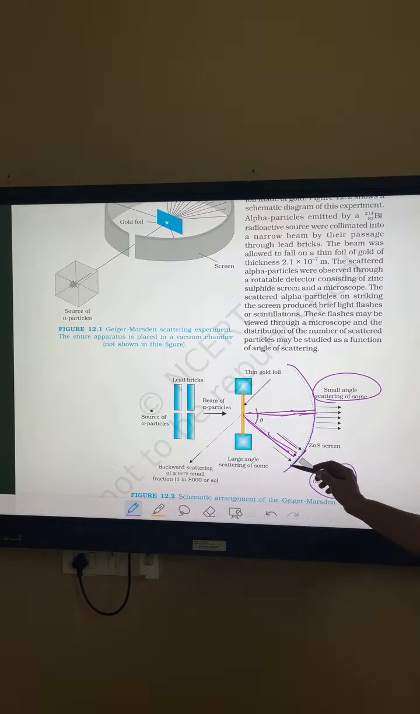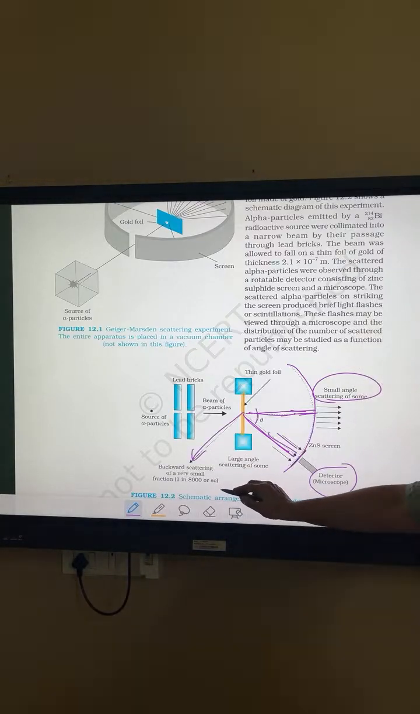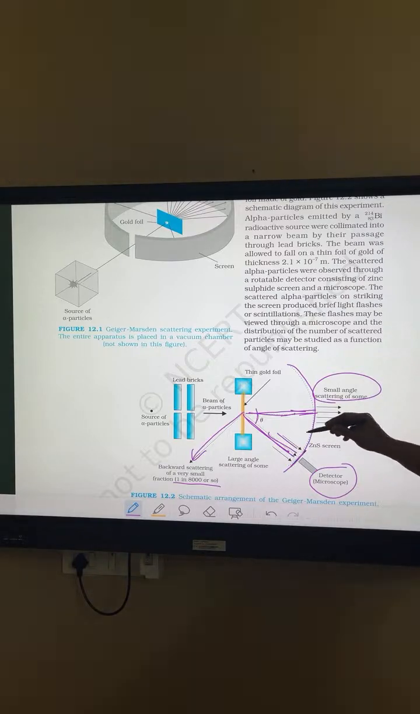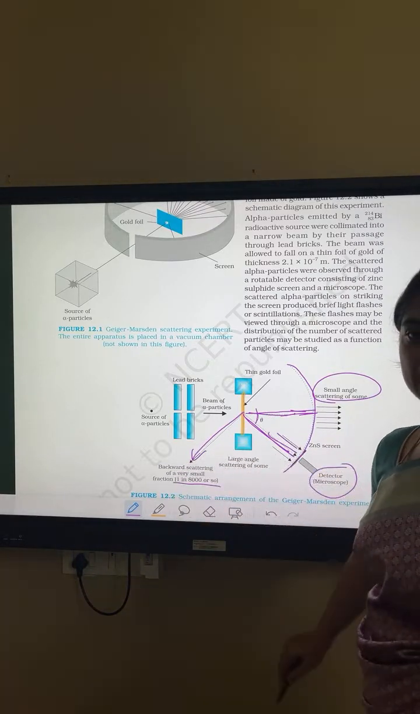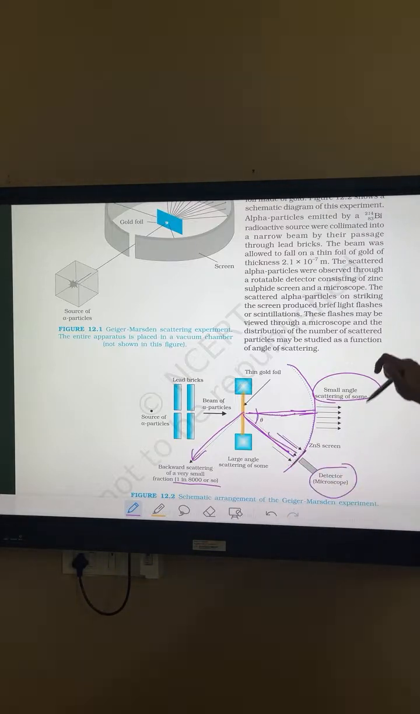Then what will happen? Backward scattering also takes place, a very small fraction. That means if 8,000 alpha particles scatter in this direction, then one will scatter in the backward direction. Like it is given, it is expressed over here. Then make a note of this.